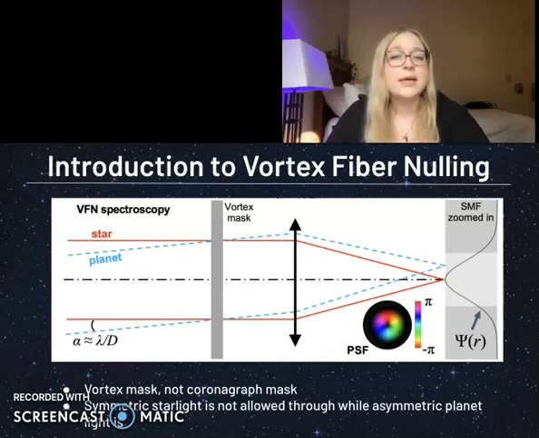Even though our vortex mask doesn't block the light, the starlight in red lands exactly on the center of the fiber, making it symmetric in a way that the star's phase actually cancels out, meaning that we don't get any of that starlight in through the fiber. Now looking at the blue line for the planet light, we see that it lands off-center on the fiber, making it asymmetric such that the light will get in.